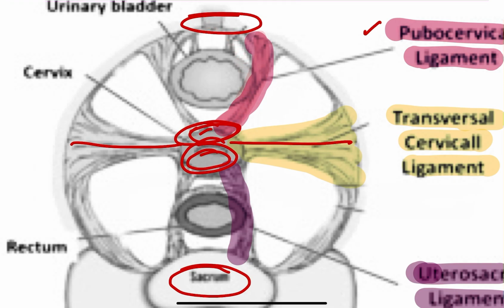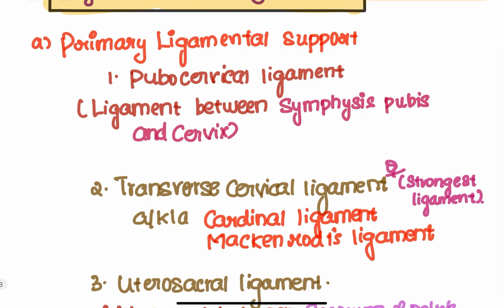Pubocervical ligament is the ligament which is running between the symphysis pubis and the cervix. So it is called the pubocervical ligament. Transverse cervical ligament is the ligament which is running transversely on either side of the cervix. Uterosacral ligament is the ligament which is running between the sacrum of the pelvis and the uterus.